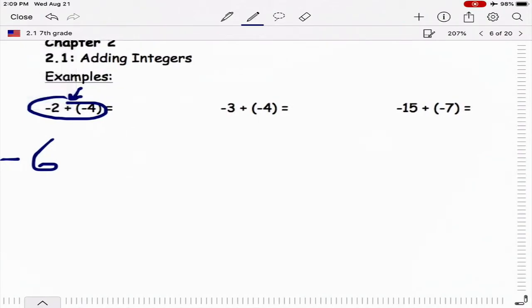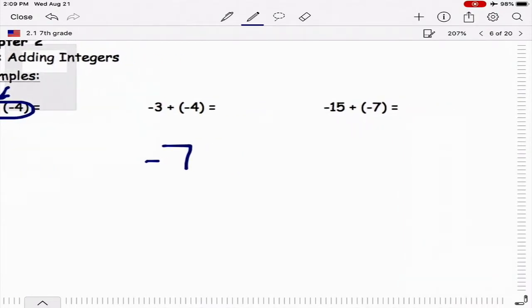Here, once again, are signs the same? Yes. So I'm going to add. 3 plus 4, notice I'm saying it without the negative symbol. I'm just doing 3 plus 4, which is 7. But because they're both negative, I keep the sign. So it's negative 7.